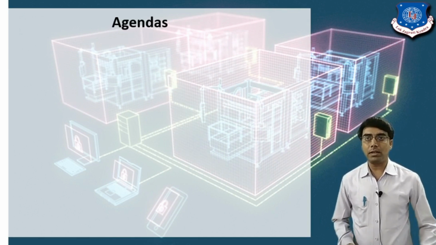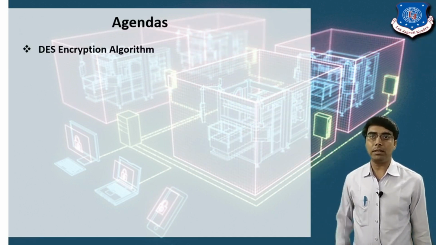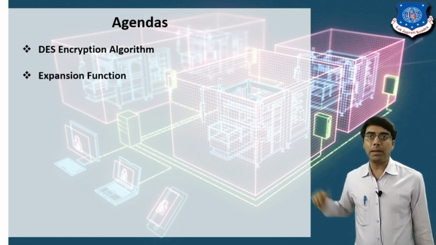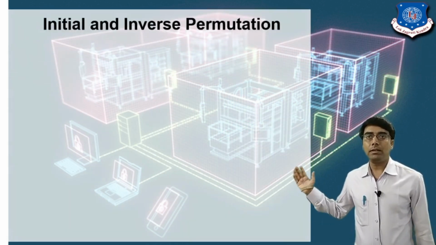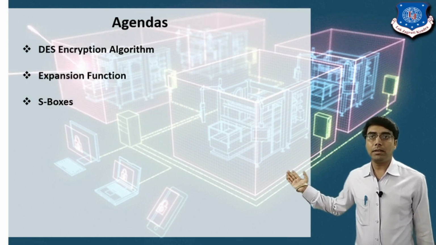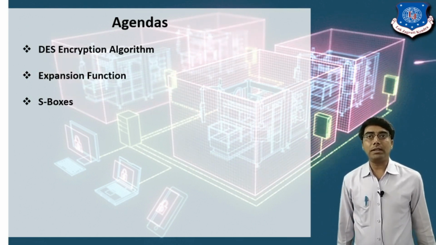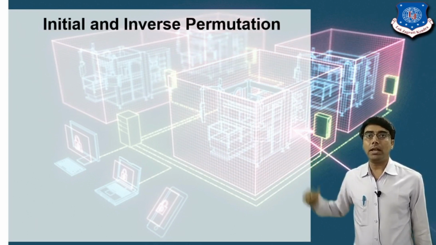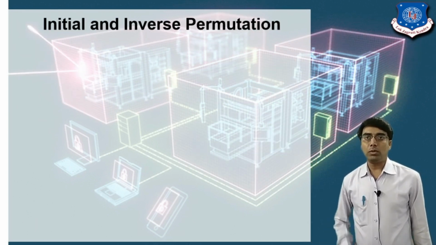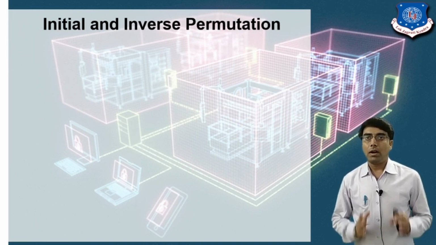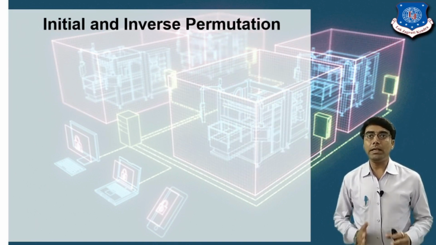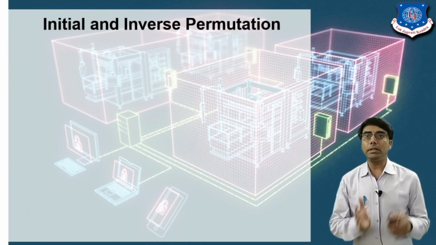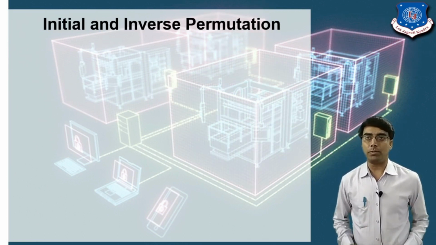So let's discuss the agenda of this video lecture. The first is the DES encryption algorithm, second, the expansion function, and the third is the S-box. So let's start with the first, the initial and the inverse permutation. This is the first step of the DES algorithm. So how do we perform the initial and the inverse permutation?